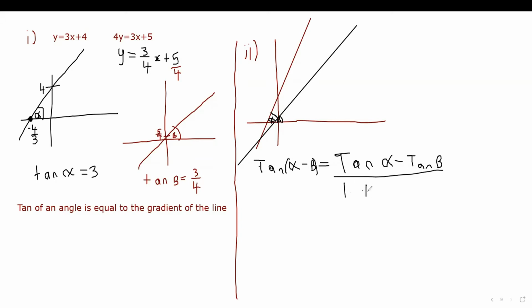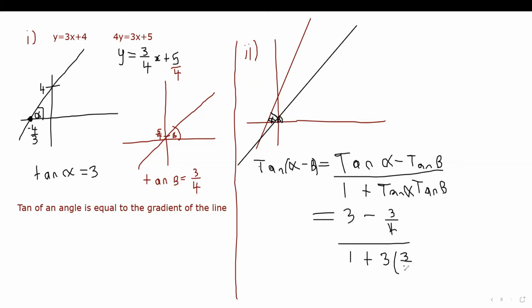Easy, don't it? Pure math, so easy. 1 plus tan alpha times tan beta. So what this works out to be is tan alpha, which is 3, minus tan beta, which is 3 over 4, over 1 plus tan alpha times tan beta, which is 1 plus 3 times 3 over 4.